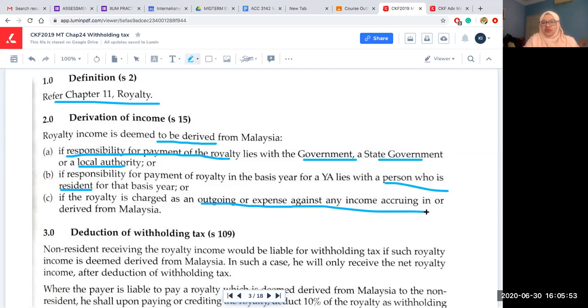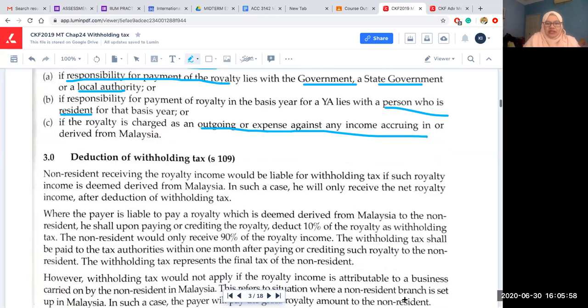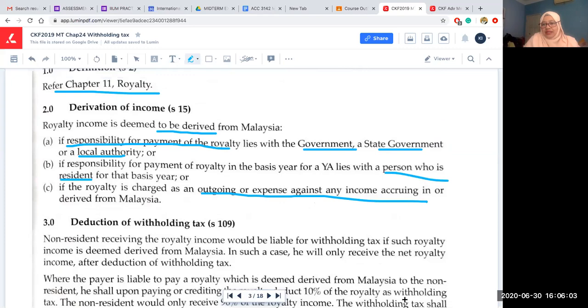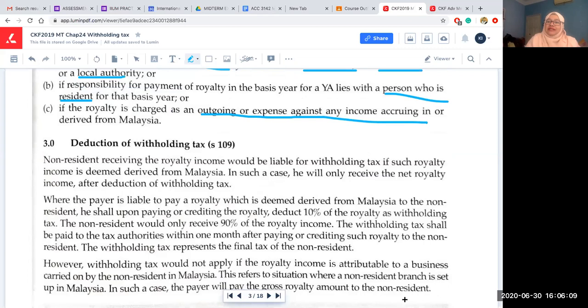The deduction of withholding tax, as I mentioned earlier, you deduct 10% depending on the type. In this case, royalty, the tax rate is 10%. So you deduct 10%. It means that you can only pay the non-resident 90% of it. The 10% you withhold and then you pay to the Inland Revenue Board.